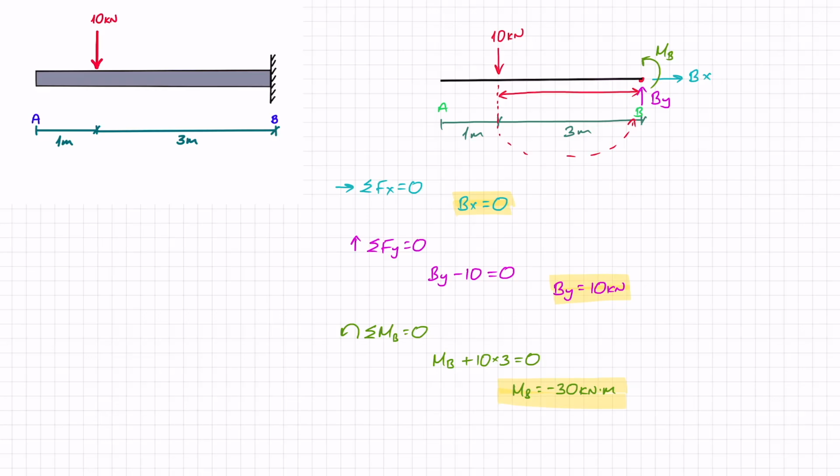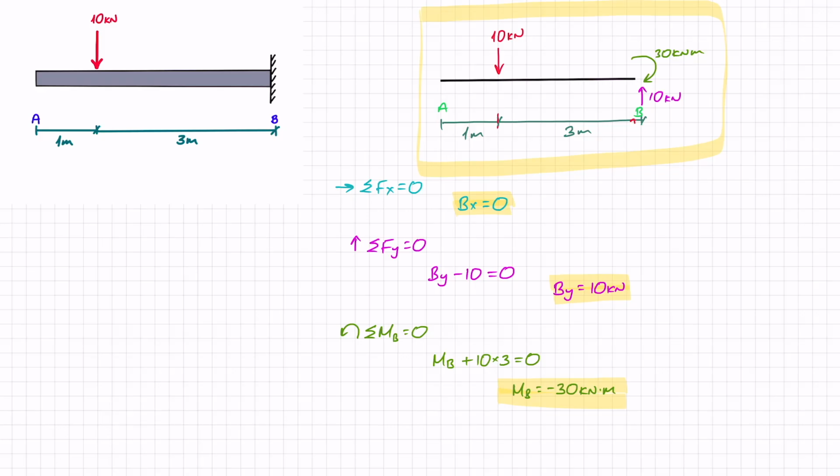So now that we've found everything, let us draw that on our free body diagram. So first thing first, Bx turned out to be 0, so we can get rid of that. By turned out to be plus 10, so direction is correct, and I've got 10 kilonewtons going this way. And our moment, Mb, turned out to be negative, so in reality it's in this direction, and this is 30 kilonewton meters. Once I've drawn it in the correct direction, I can get rid of that 0. So this is my cantilever beam with the reaction forces all drawn.